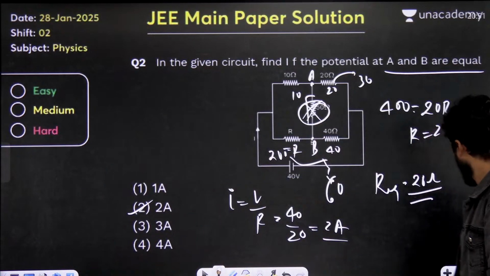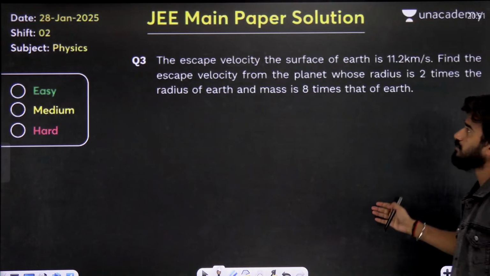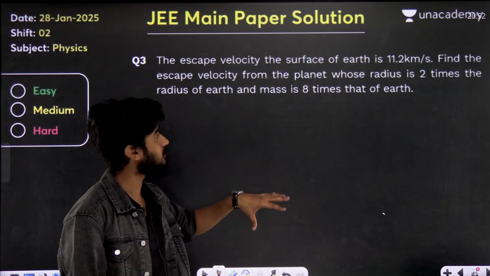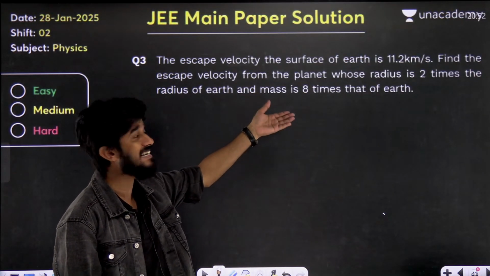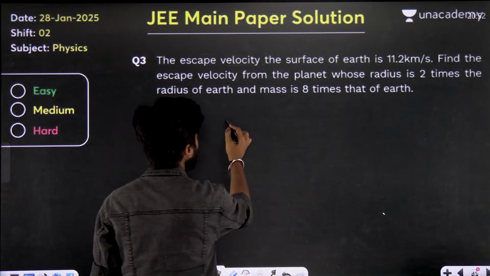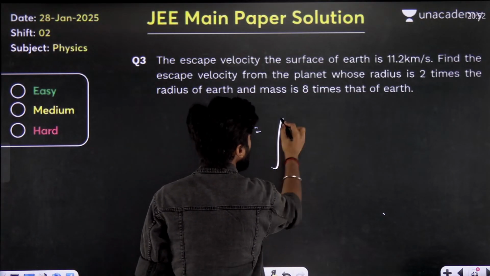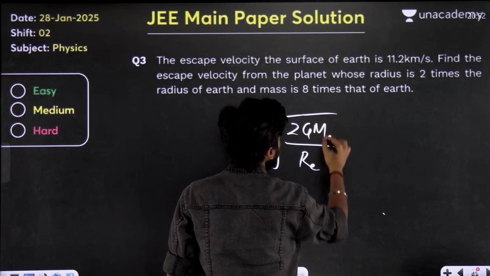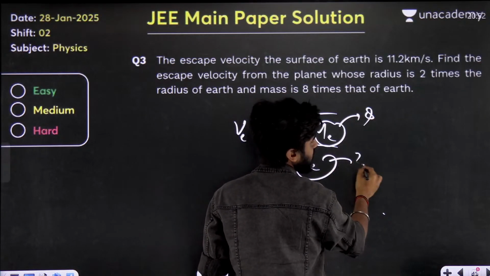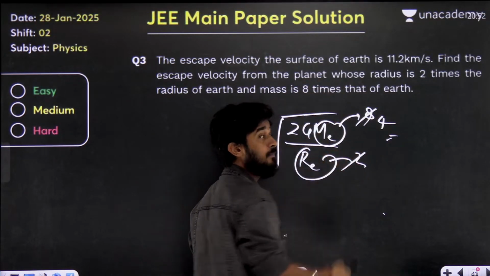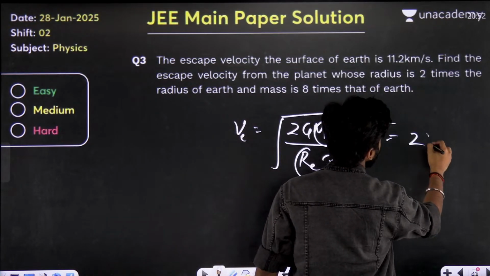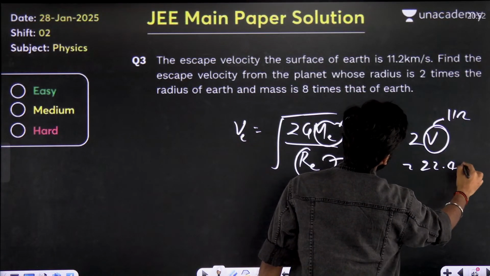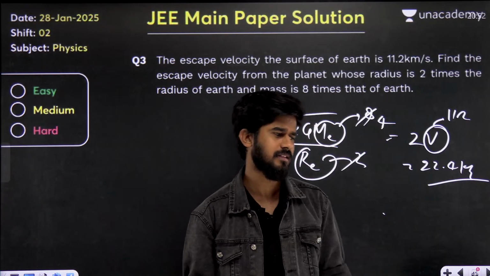Done. Next question is from escape velocity. What is it saying? Escape velocity on the earth's surface is given. Find the escape velocity from the planet whose radius is 2 times and mass is 8 times. So we know that V escape is equal to under root 2 GME divided by RE. Simple. So mass is 8 times and radius is 2 times. So 8 divided by 2 is 4. So 4 comes out of this square root as 2 times. So 2 times V, and V is 11.2. So 11.2 into 2 means 22.4 kilometer per second. This is the answer. Done.